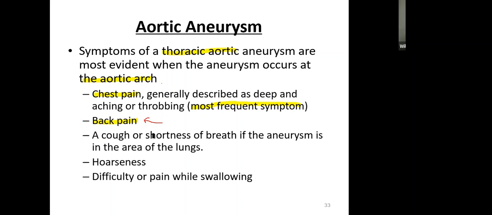A cough or shortness of breath. So SOB, very important. Cough is significant. So cough or SOB if the aneurysm is in the area of the lungs. So this is affecting the pulmonary system. Hoarseness and difficulty or pain while swallowing.